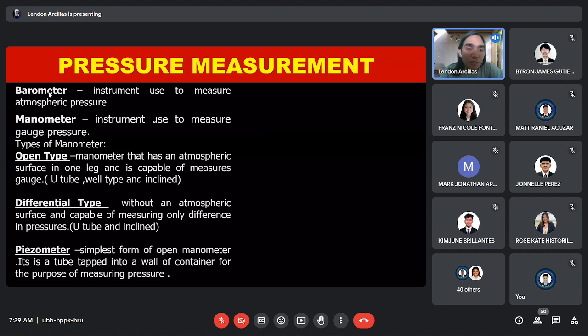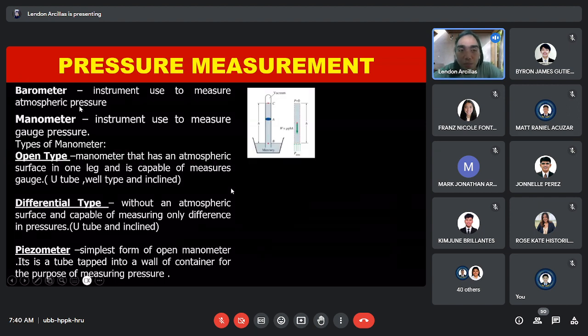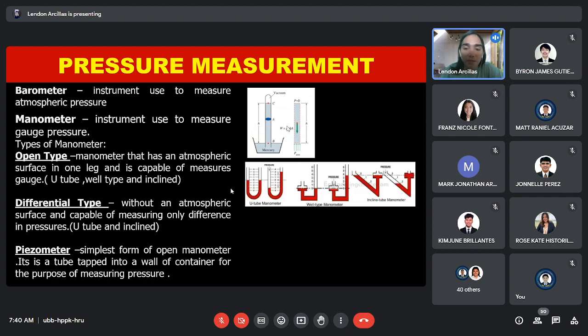Next is the manometer. Manometer is used to measure gauge pressure. So ito pala yung mukha ng barometer. So the manometer is used to measure gauge pressures. So there are many types of manometer. We do have open type manometers. And open type manometers meaning open siya sa atmosphere. As you can see here, the glass here is open to the atmosphere.